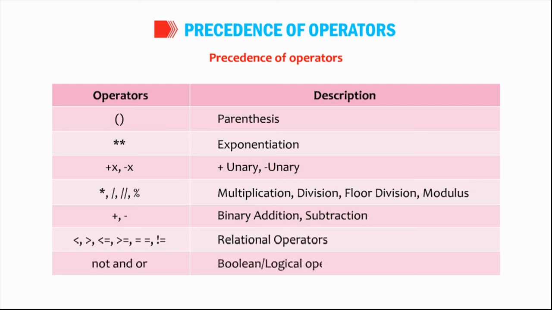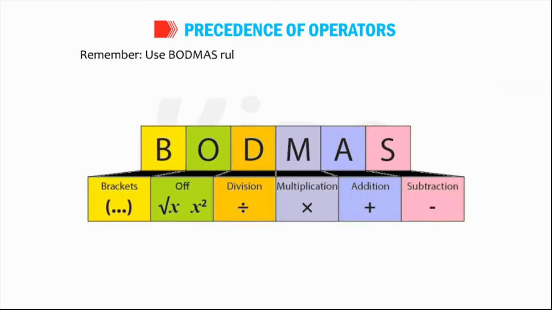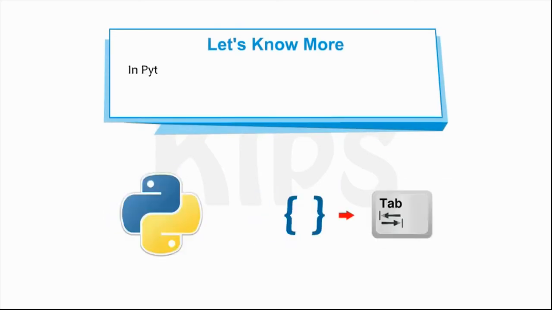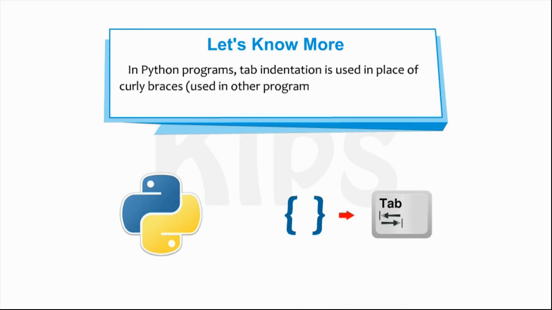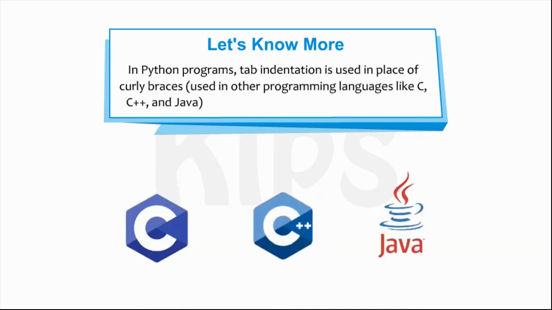Boolean or logical operators. Remember, use the BODMAS rule to evaluate the operators in an expression. BODMAS: brackets, of, divide, multiply, addition, subtraction. Let's know more. In Python programs, tab indentation is used in place of curly braces, used in other programming languages like C, C++, and Java, which brings clarity while reading codes.